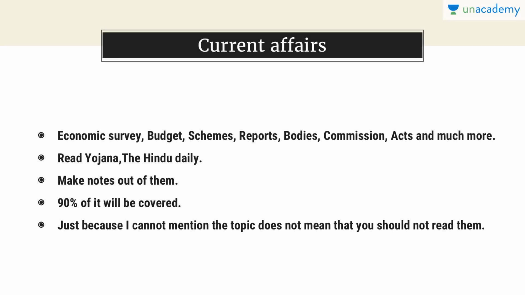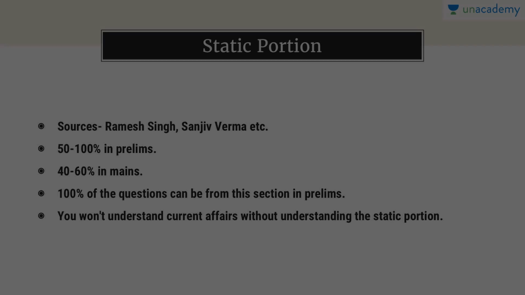When it comes to current affairs, I think economic survey, budget, schemes, reports, bodies, commissions, acts, and much more is there, and we will deal with it separately. But just read Yojana Monthly and The Hindu daily, and make notes out of them as much as possible. 90% of it will be covered. And just because I can't mention a topic does not mean that you should not read it. You should definitely read it, but do it at your own discretion.